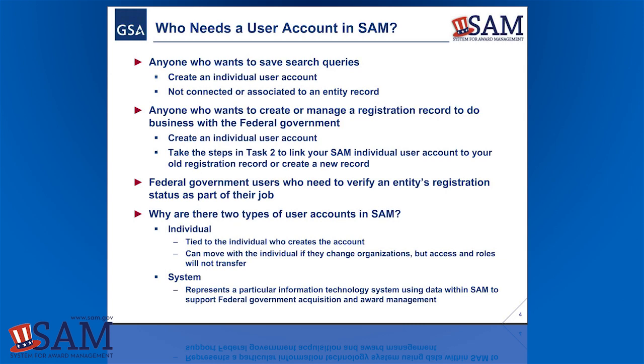When you go to create these user accounts, you're going to see two choices, individual or system. Individual is for the business or organizations that want to do business with the government. That is really what you're going to focus on. The system account is for the government systems that interact with SAM and use data for payment purposes or to prepare contract award documents, that kind of thing. Don't worry about it. We just wanted to make you aware that there was this other side of the world, if you will.